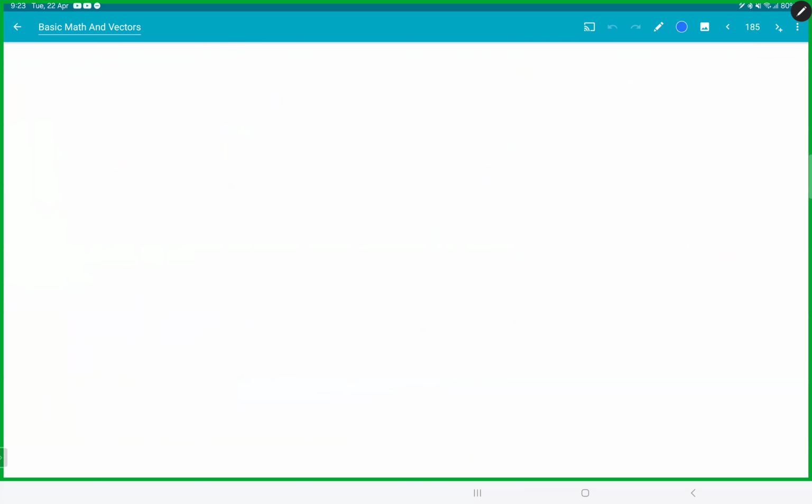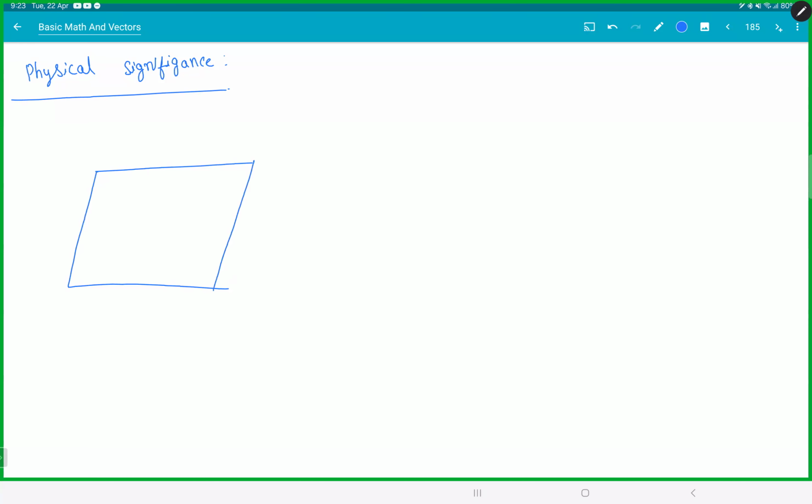So what is the physical significance of this? The physical significance is, suppose you take a parallelogram made with A bar and B bar. This is A bar, this is B bar, and the angle between them is theta. From here, if you drop a perpendicular, this length will be B sine theta. This will be the height of the parallelogram.